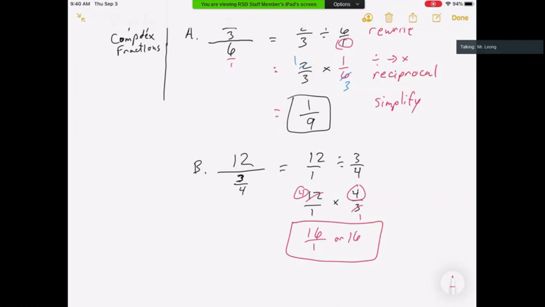So the process is the same. Rewrite, reciprocal, simplify, over and over again, and that's what we're going to do today. We're going to practice those over and over again.